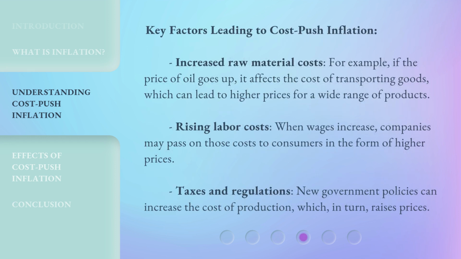Key factors leading to cost-push inflation. Increased raw material costs. For example, if the price of oil goes up, it affects the cost of transporting goods, which can lead to higher prices for a wide range of products. Rising labor costs. When wages increase, companies may pass on those costs to consumers in the form of higher prices. Taxes and regulations. New government policies can increase the cost of production, which, in turn, raises prices.